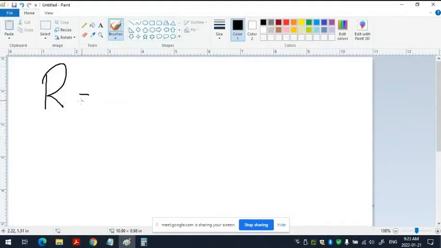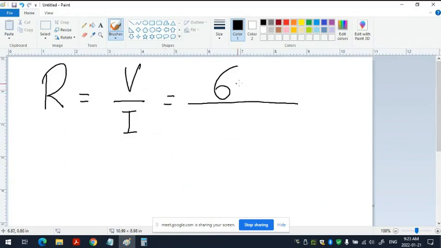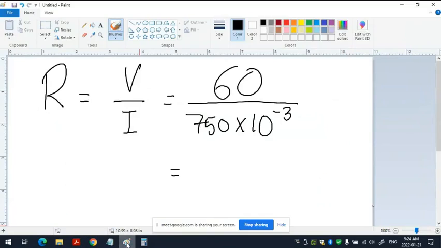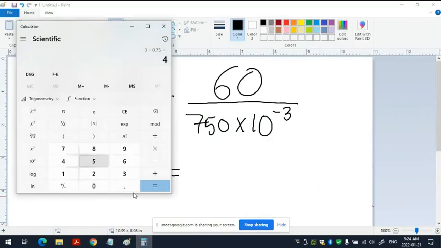R equals V over I, which is what? 60 divided by 750 times 10 to the negative 3. Okay, who's got this calculation? 60 divided by 750 milliamps. So you use the X button. You've got a resistance of how much?